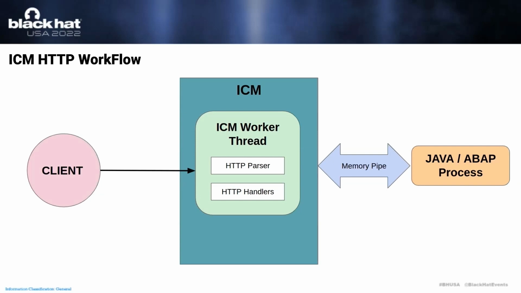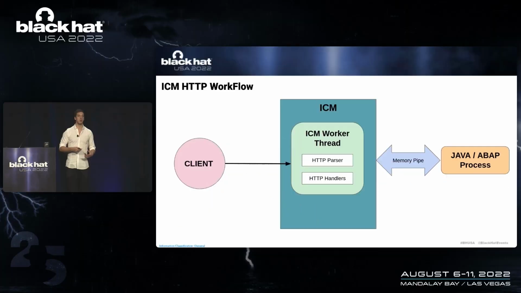If it's not possible to do it inside the ICM, then a different process, which is a Java or an ABAP process, will be used, because in there is the business logic of the SAP system. So when a request arrives from the client, the worker thread will try to parse it and resolve it, and if it's not possible, which in most cases is what happens, it will send the request to the Java or ABAP process through what is called a memory pipe. I'm going to explain what a memory pipe is in a minute. Then the worker process will resolve the request, generate a response, send it back to the ICM, and the ICM will send it to the client.